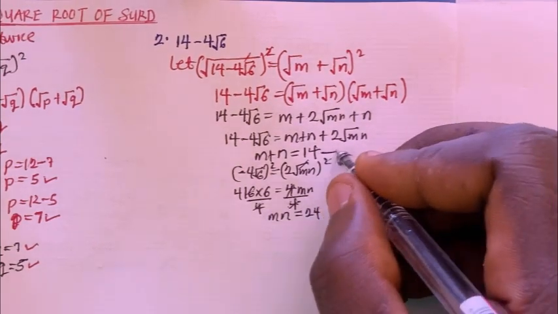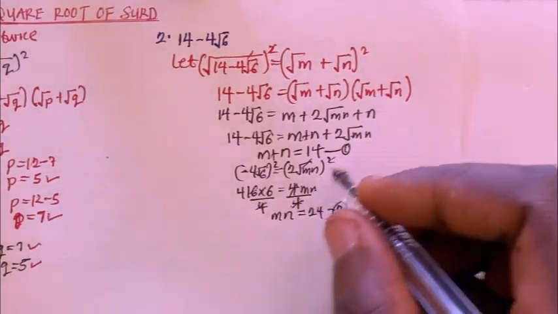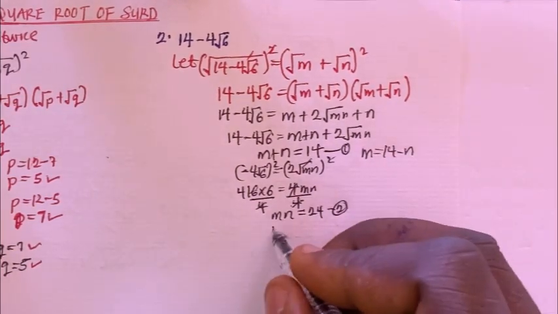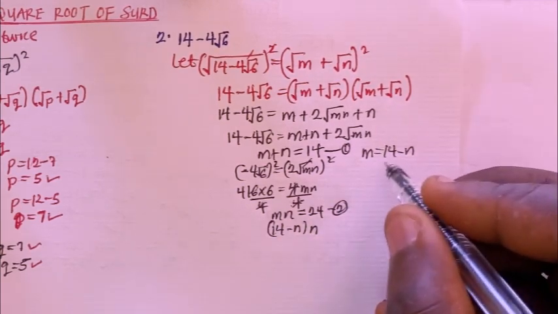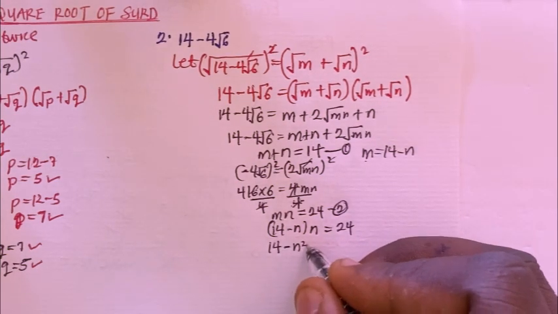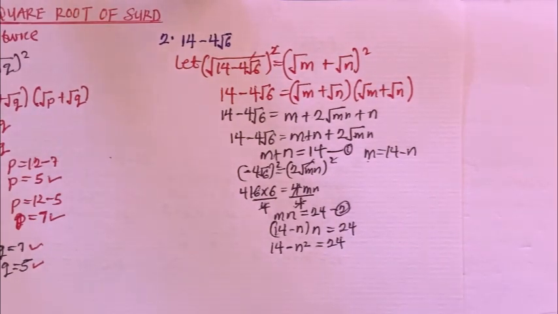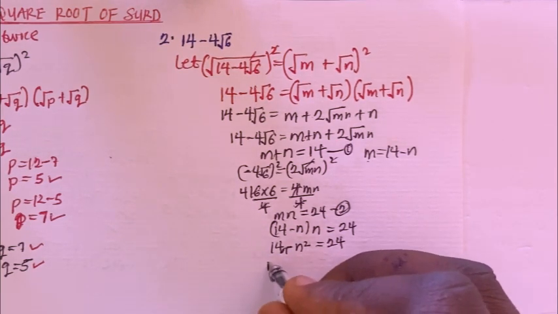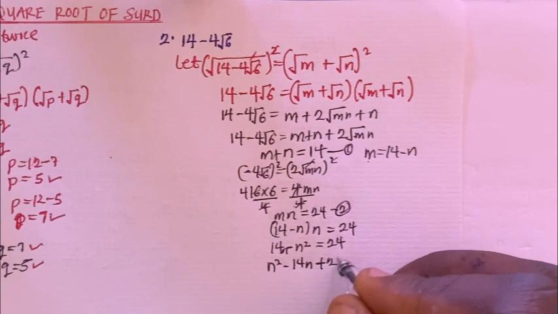So in this case, you can just call this equation 1 and this equation 2. Now from equation 1, you can establish an expression, m equals 14 minus n, so you can just put it here. You're going to have 14 minus n into brackets n, which is everything here, m, equals 24. So here we're going to have 14n minus n squared equals 24. So in this case, this is going to be n squared minus 14n plus 24 equals 0.